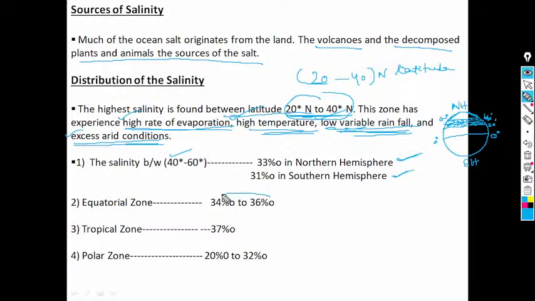In the equatorial zone it is generally 34 to 36, in the tropical zone it is 37, around 15 to 30 degree, and more specifically the tropical zone means 10 to 30 degree. Then the polar zone is around 20 to 32 degree.